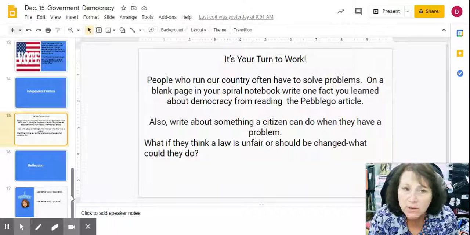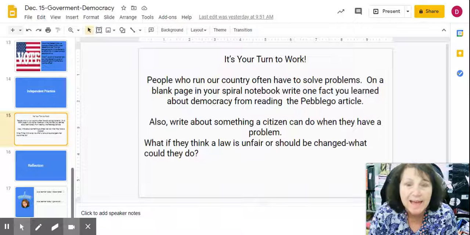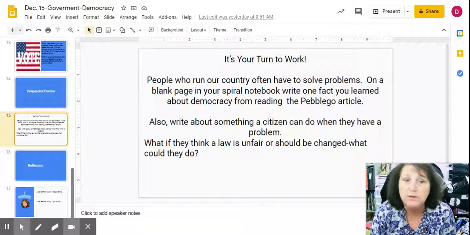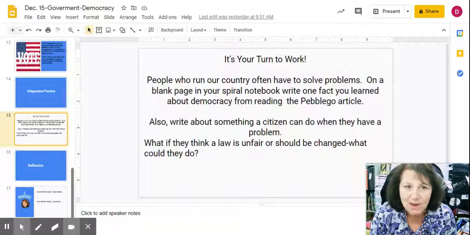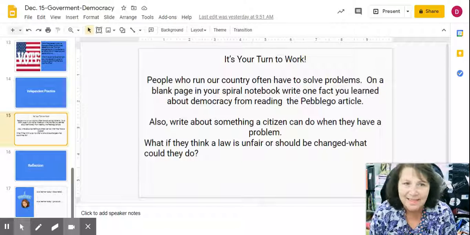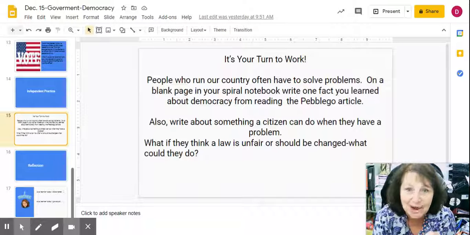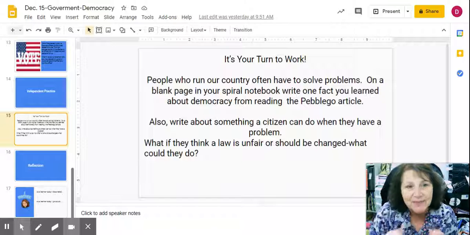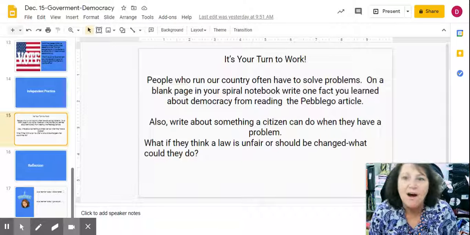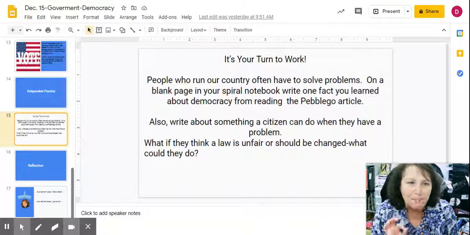And I will also put into Google Classroom an exit slip for you to fill out, answer the questions, self-reflection. So think about how well you understand government and democracy, and then submit that form in Google Classroom. Enjoy learning about the type of government that we all are a part of.